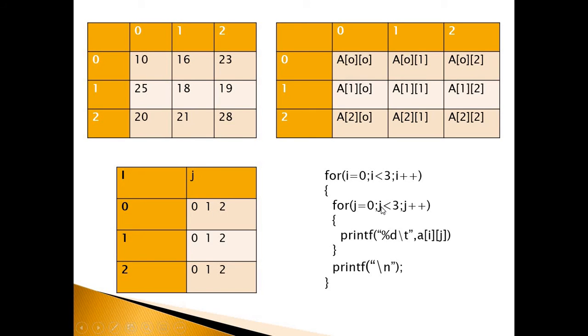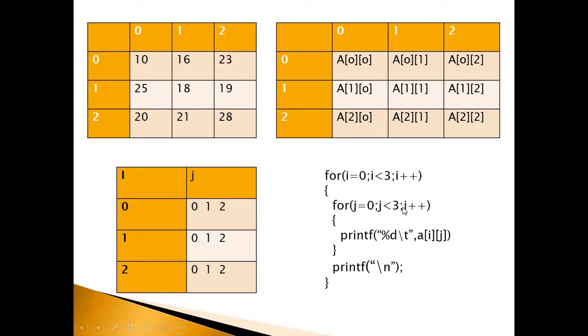And it checks the condition: 1 is less than 3, the condition is true. Again it enters the j loop and it prints a of ij. I value is 0 and j value is 1. So 0, 1 indicates the 0th row and the first column. The value stored at that position is 16, so 16 will be printed.